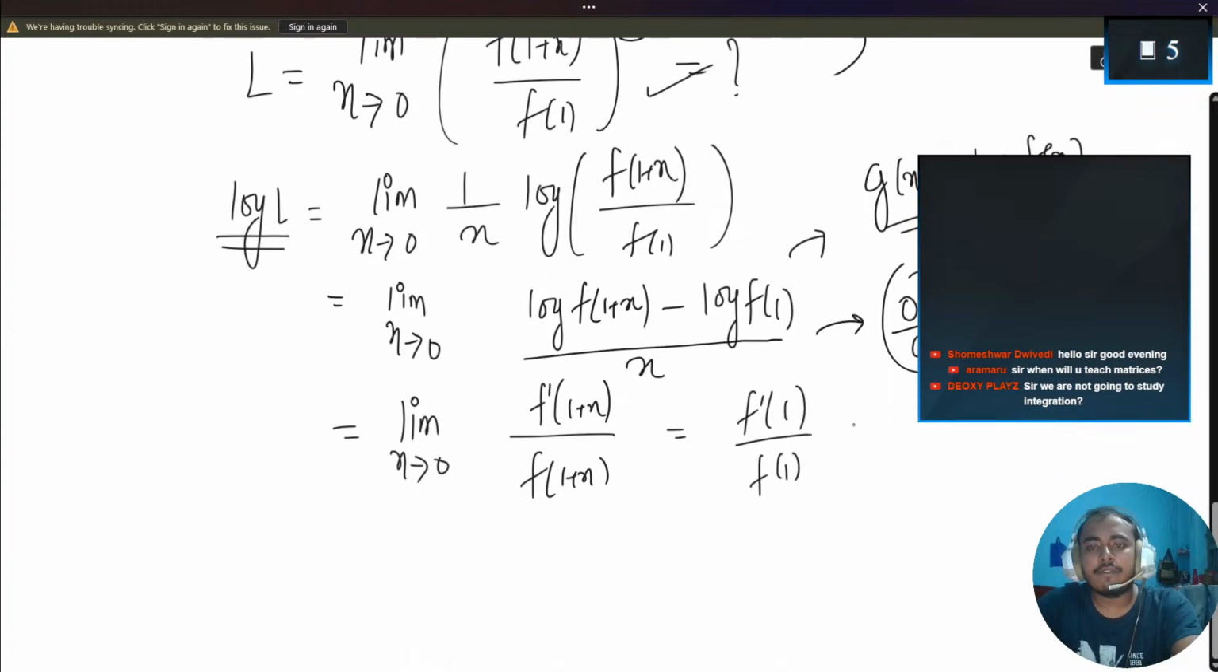f prime 1 is 6 and f of 1 is 3. So this would give you 6 by 3, which is nothing but 2. Therefore, L should be equal to e square because the base of the logarithm is e. So L is basically e square. Okay.